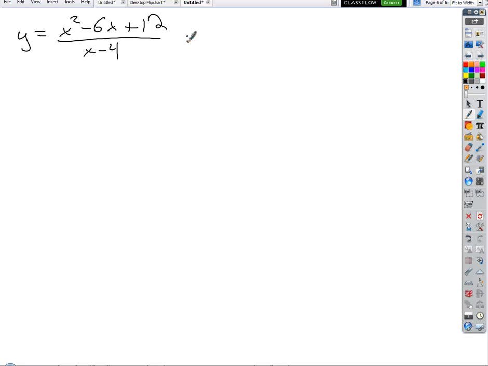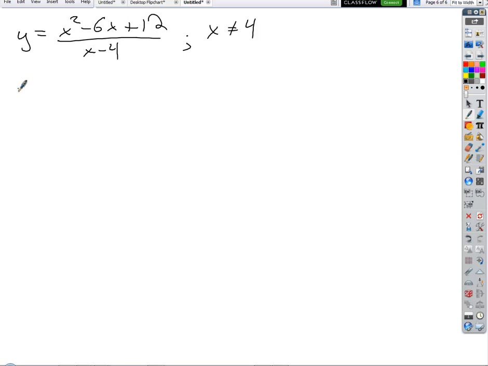Okay, so what's our domain? All real numbers except for 4. So x cannot equal 4, okay, good. So then we need some derivatives, right?